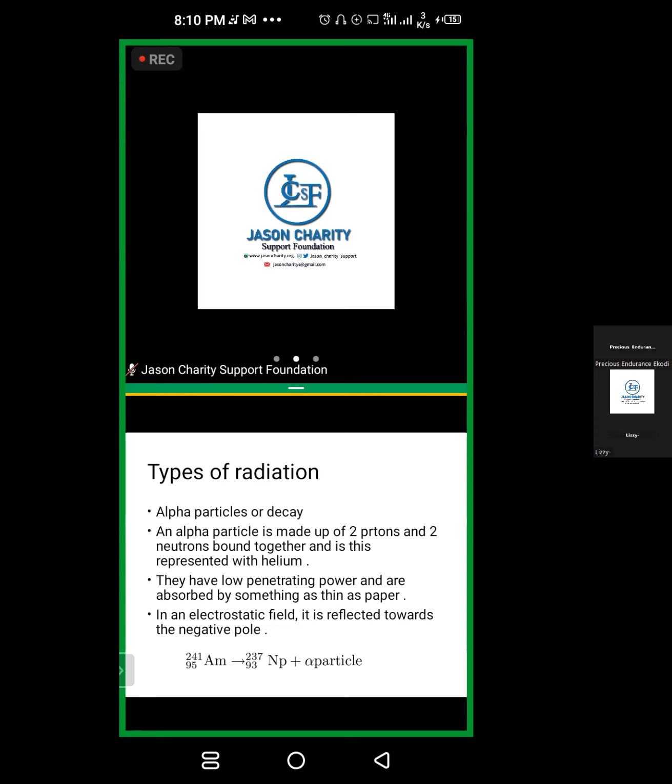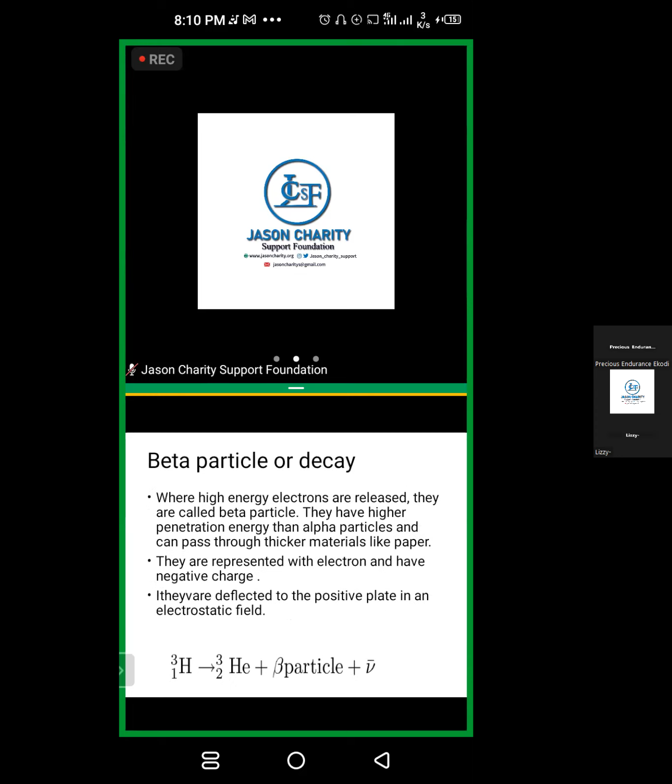So let's go to the second type, which is your beta particle or your beta decay. Now, what happens here is where we have high energy electrons that are released. Remember, electrons are negatively charged. So where high energy electrons are released, they are called beta particles. They actually have higher penetrating energy than the alpha particle. So they can pass through paper, yes, but they can be stopped by thicker materials other than paper. Like aluminum foil, yes, that would prevent it from moving.